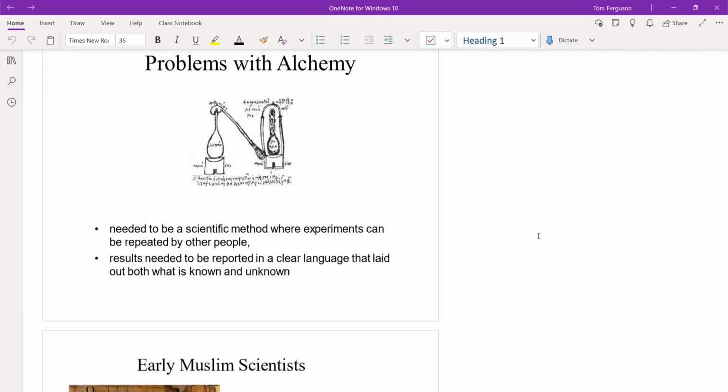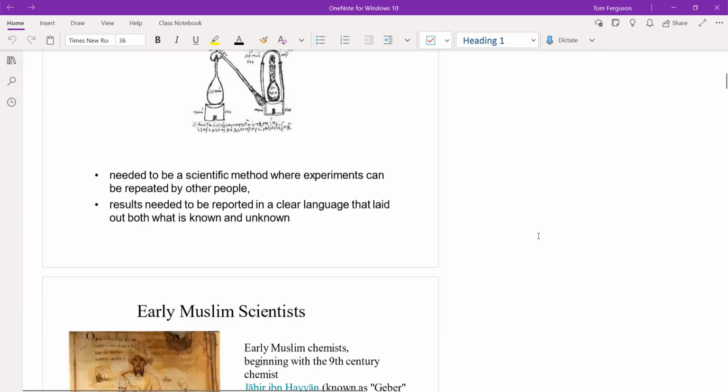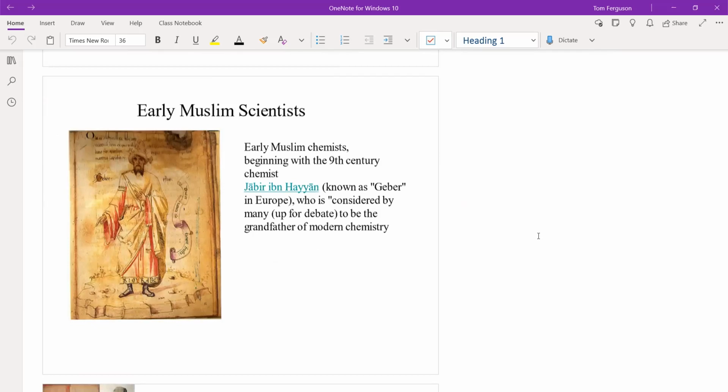Now, this was mostly a European thing also. There were a lot of Muslim scientists doing much better work earlier, like around the turn of the first millennium. In fact, this person here, does anyone know how to speak Arabic in here? Okay, well, I don't know how to pronounce that. That particular guy is considered by many to be the grandfather of modern chemistry. And this was happening around 1000 AD.